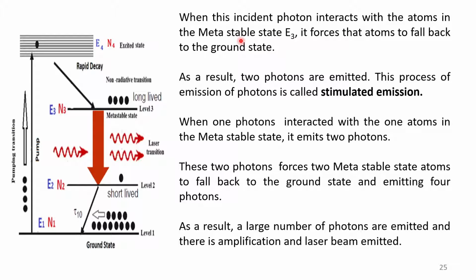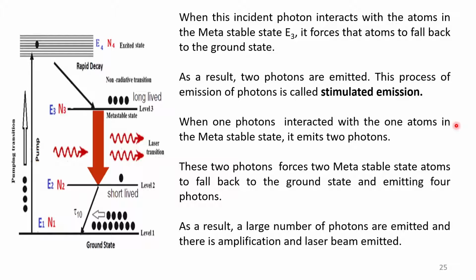Now here, when the incident photons interact with the atoms in the metastable state E3, it forces those atoms to fall back to the ground state here. As a result, two photons are emitted, and this process of emission of photons is called stimulated emission. So during the transition from E3 to E2, there is stimulated emission.